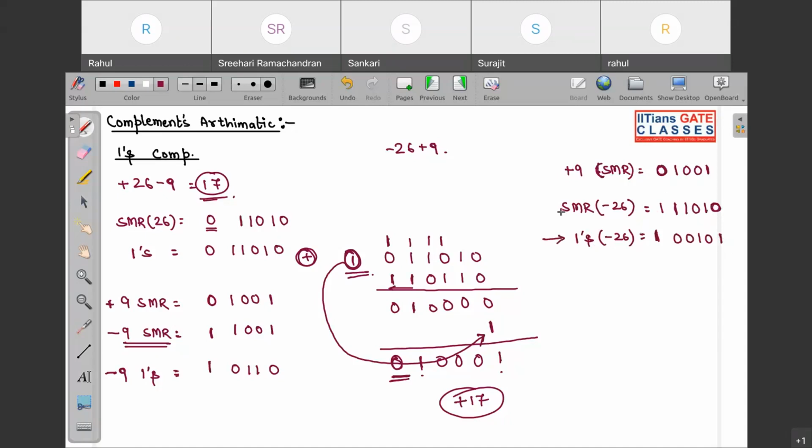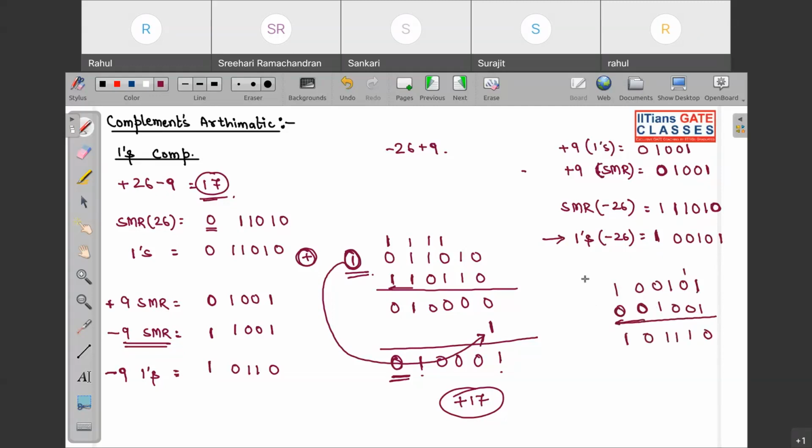Now we need to add this one, and okay, ones complement of plus 9 will remain the same. So I forgot to write that. So plus 9 in ones complement will be 0 1 0 0 1. So this is what? 1 0 0 1 0 1, and add this. So 0 1 0 0 1. So again there is a bit mismatch, so you can copy the sign bit. So this is what? 1 plus 1 is 0. Carry 1. 1 1 1 0 1.